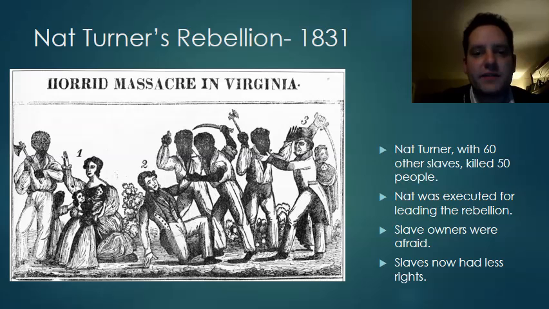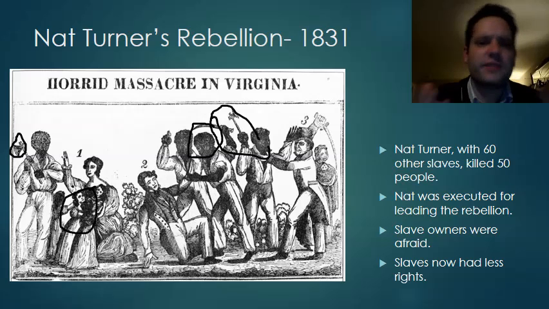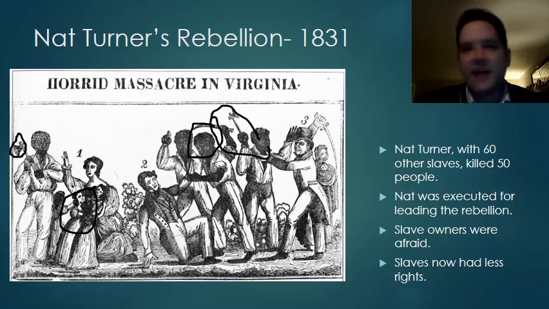Who are the slaves? Hint. They are these people. They're darker. They don't have faces. Look, they have an axe. And oh no, look at these little kids right down here. So this is Nat Turner's Rebellion. So obviously this photo doesn't make Nat Turner out to be really good.